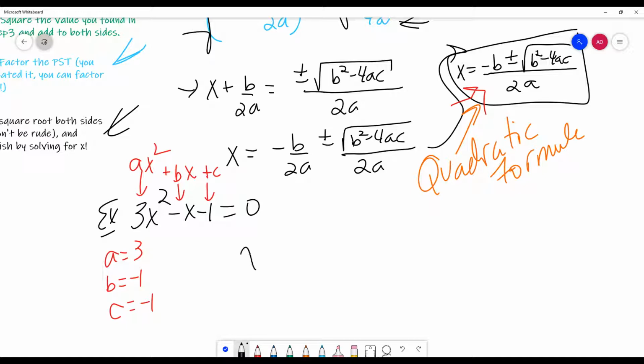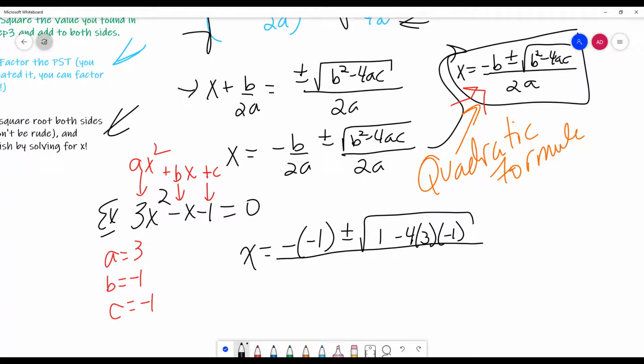The formula tells me x is equal to negative b, so I take the opposite of negative 1, plus or minus the square root of b squared. I always tell my students to square it as you write it in there, so they don't get confused about the negative being squared. So take negative 1 and square it, minus 4 times my a times my c, the entire numerator, over 2a. Please note the 1 is negative 1 squared. That's where it came from. I did square my b.